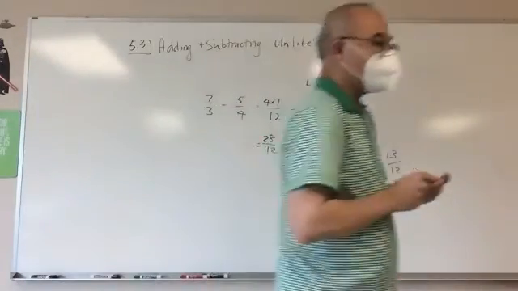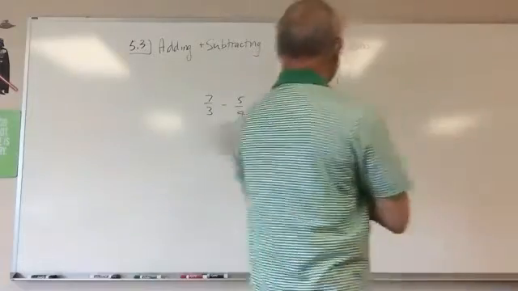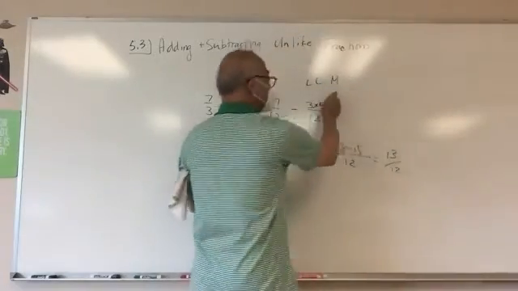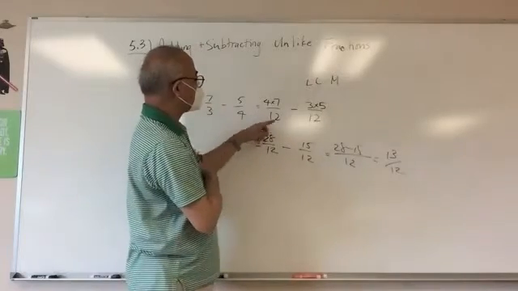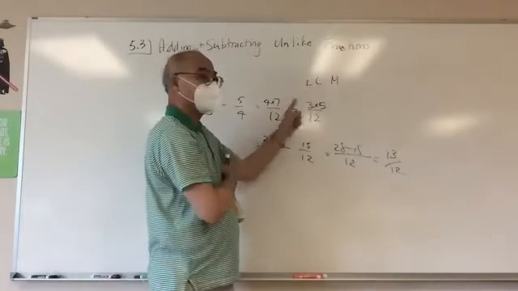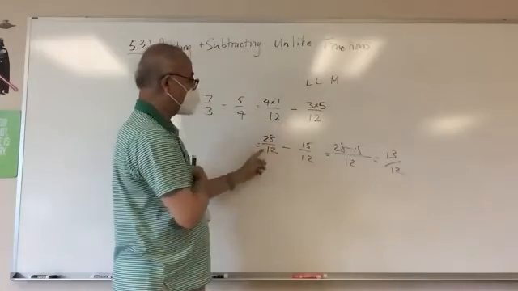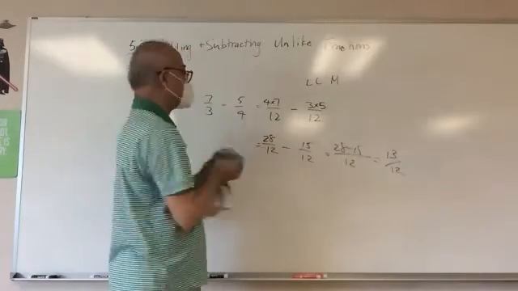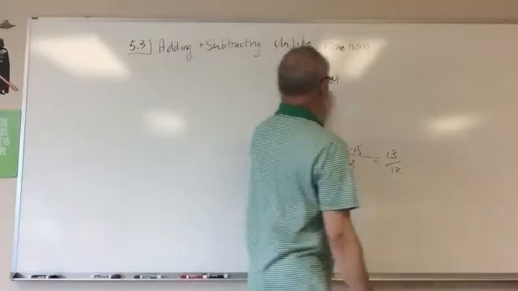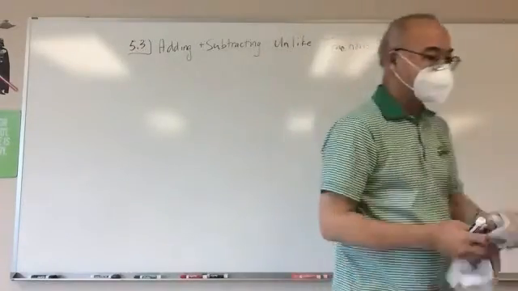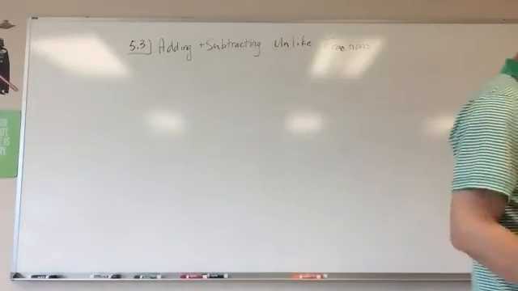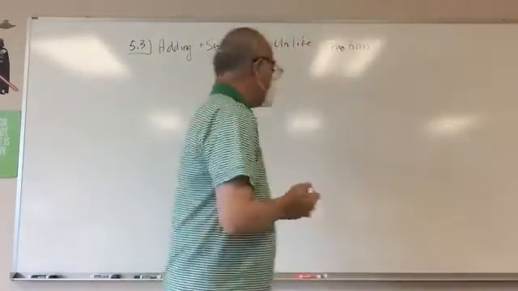So again, the first step was to find the least common multiple. We found that to be 12. And then you have to change the fractions. And then you do the addition or subtraction or whatever you're doing. All right, so let's see if we can do example number 1 in the book.